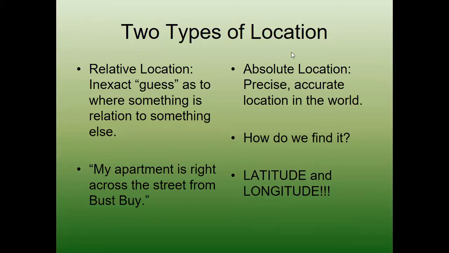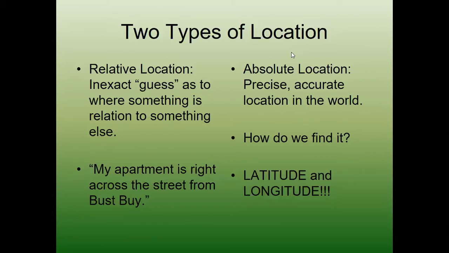All right, so before we get into talking about latitude and longitude again, I just want to talk about there are two different types of location that you can try to find. One is called relative location, and I call it an inexact guess as to where something is in relation to something else. You'll usually hear this when you are going to someone's house, let's say, and you've never been there before. And you ask them, well, where is it? And they'll find another place and then say, oh, it's near that, or it's across the street from there, or it's a block away from this.